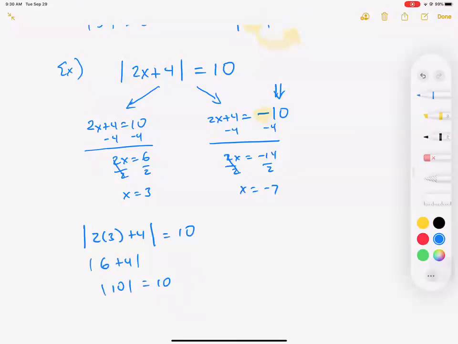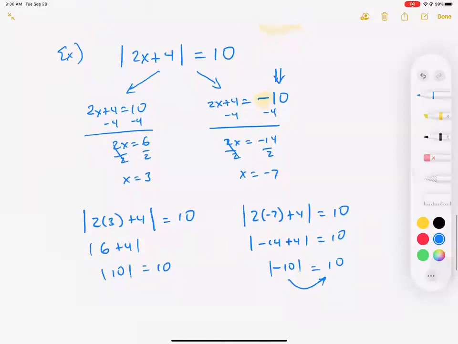On the right side, this one seems like a bigger number. 2 times negative 7 plus 4. Is this equal to 10? Negative 14 plus 4. And I have more negatives here. Negative 14 plus 10, I have more negatives. So we are going to end up with negative 10. And is the absolute value of 10. Remember, absolute value makes everything positive. Yeah, that is 10. We found both the different answers.